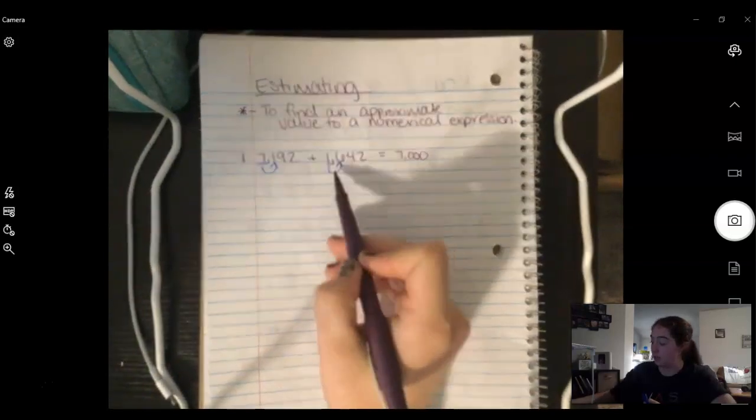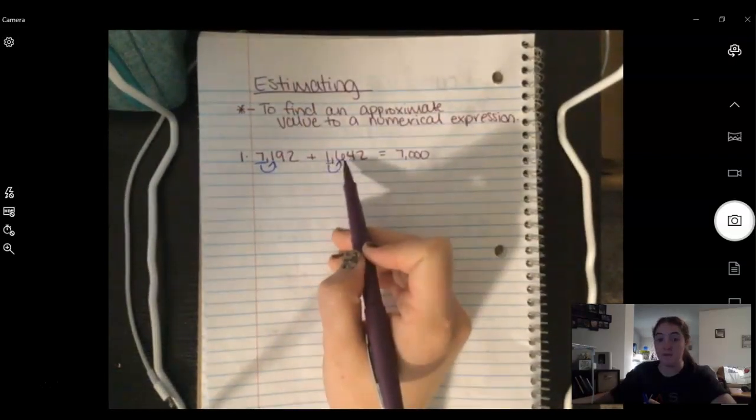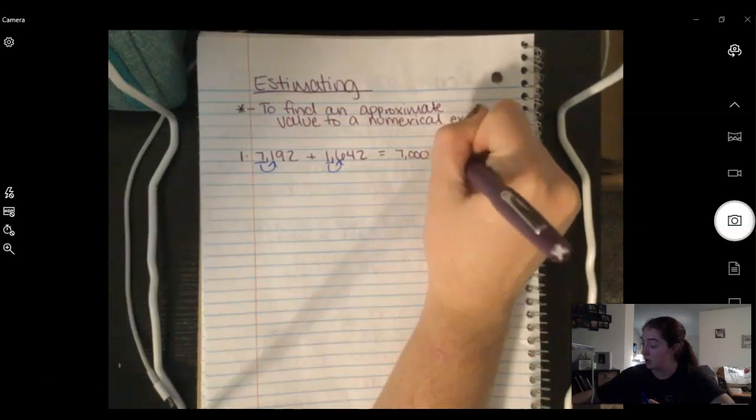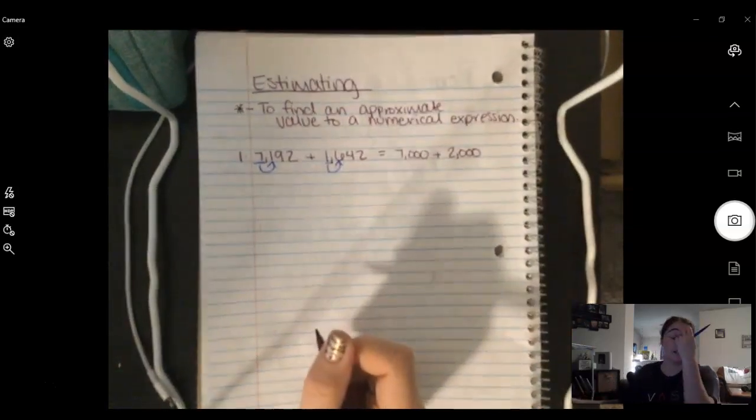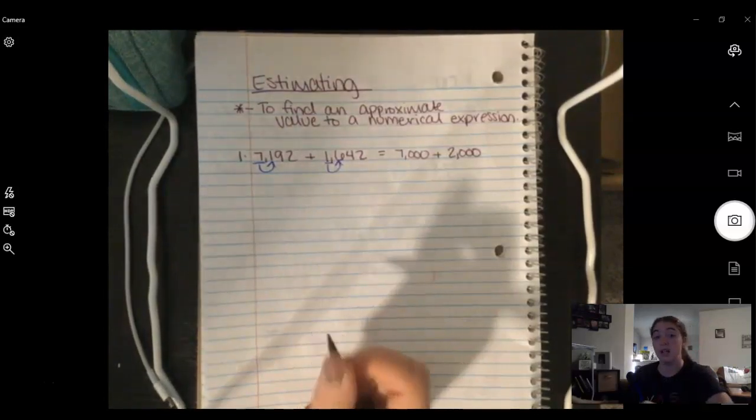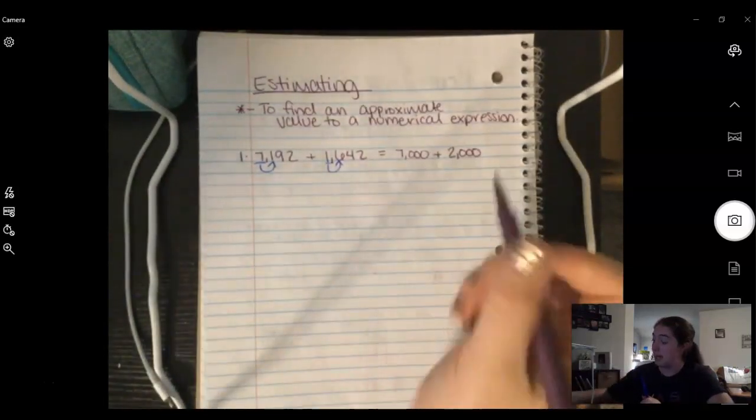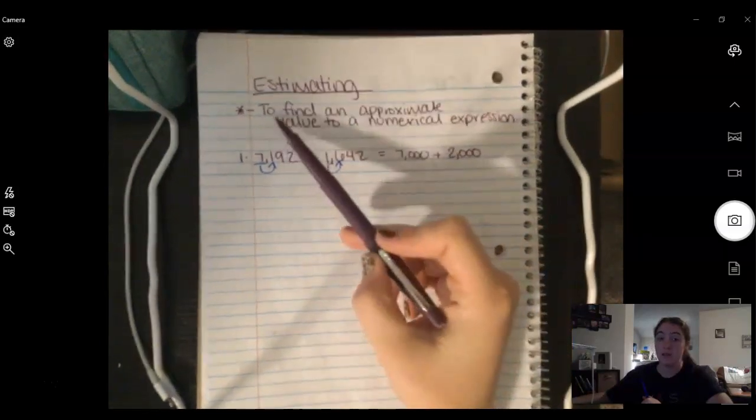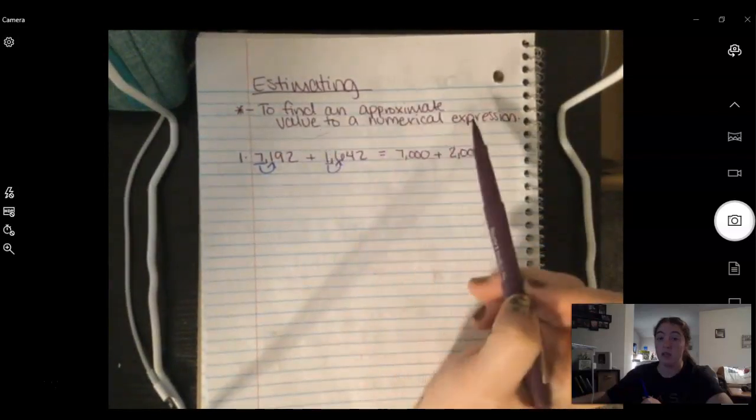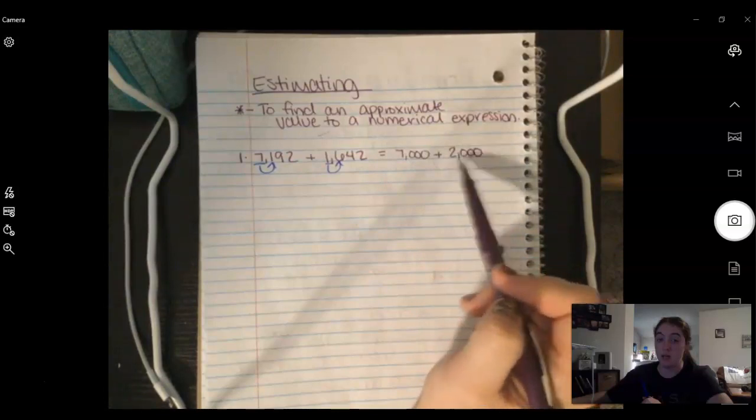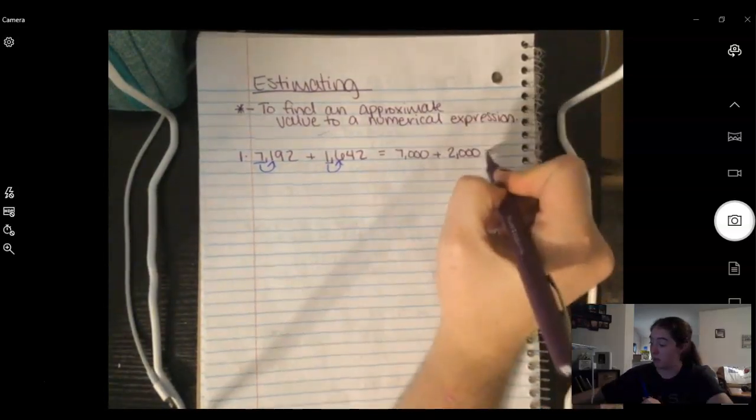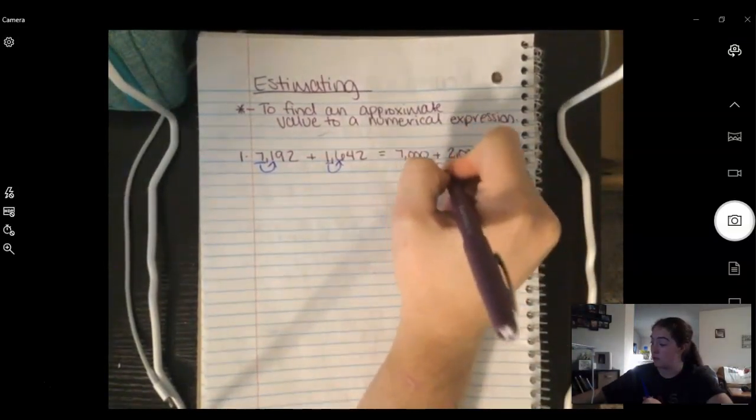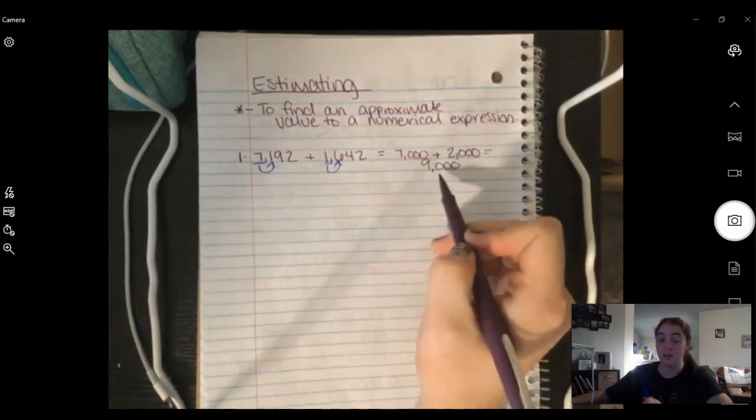Okay, now let's look at this one. The 6 is above 5, so it's going to give the shove to the 1 to make it a 2. So it's going to make it 2,000. And if you need to see that on a number line, go ahead and draw a number line and see why it would be those two numbers. Now that we have rounded, we can estimate. Estimate means to find the approximate value to a numerical expression. So we found the approximate value. Now we have to add it together. Well, we know 7 plus 2 is 9. And then, of course, all the zeros plus 0 keeps us 0.